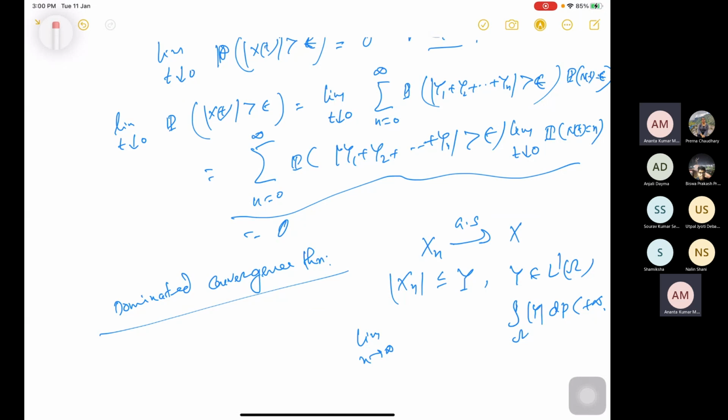Then I can write that the limit as n goes to infinity, because you have done the measure theorem and so on, so we don't have to prove this theorem again. Here it is exactly the similar kind of thing: the integral over Omega of Xn dP is equal to the integral over Omega of X dP. Because this is a sum over n from 0 to infinity, and this is a point measure, that is why this integral is turned into a sum.